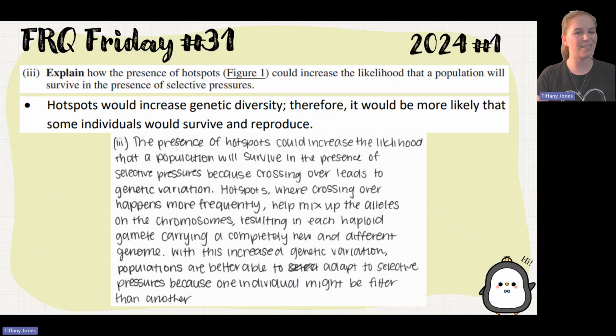And so the student said the presence of hotspots would increase the likelihood the population would survive in the presence of selective pressures because crossing over leads to genetic variation. Hotspots where crossing over happens more frequently help mix up the alleles of the chromosomes, resulting in each haploid gamete carrying a completely new and different genome. With this increased genetic variation, populations are better able to adapt to selective pressures because one individual might be fitter than another. So hope this will help.